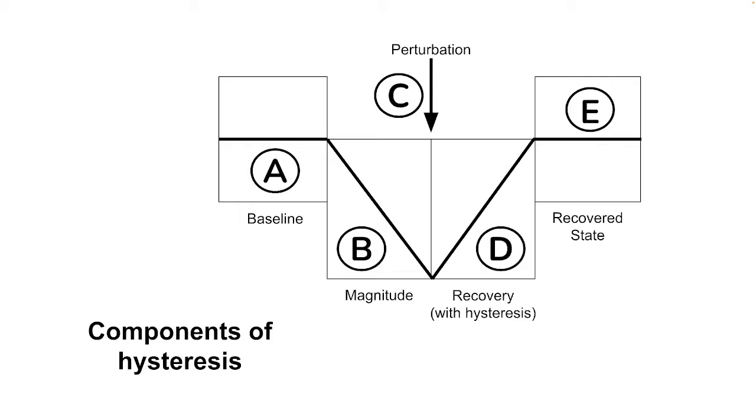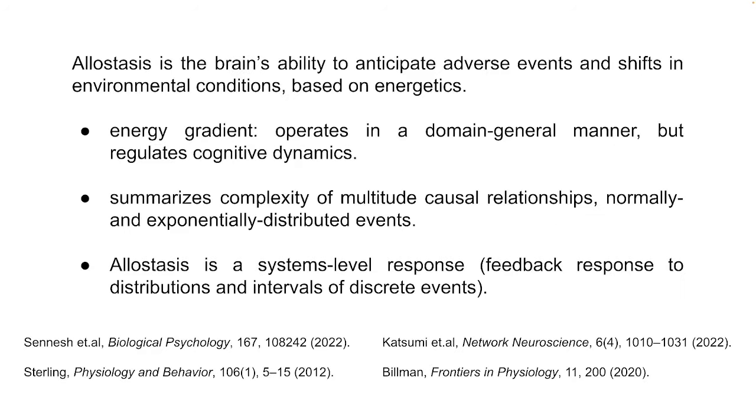So complete recovery would be a hysteresis of 0. A hysteretic response could be a positive recovery or a negative recovery. And then the recovered state is E, and again, this can either go back to the initial condition or it can go to a shifted state, and that can either be a stable state or an instability. So that was the machines part of allostasis machines.